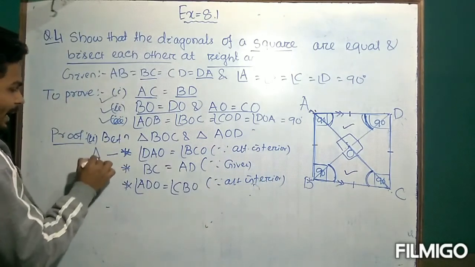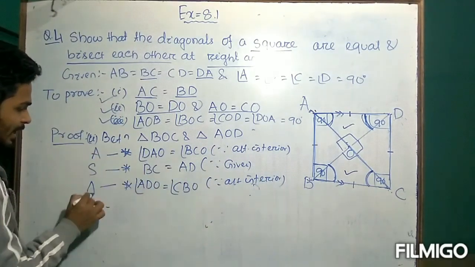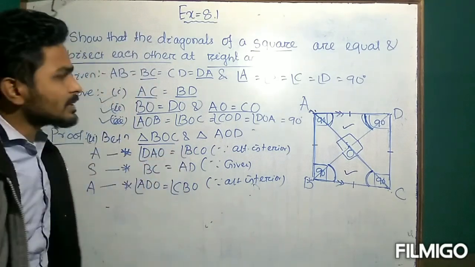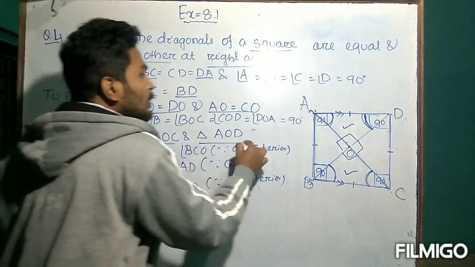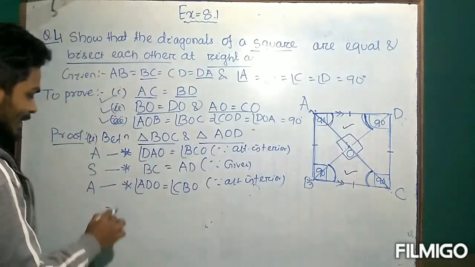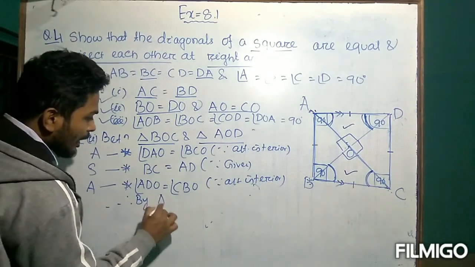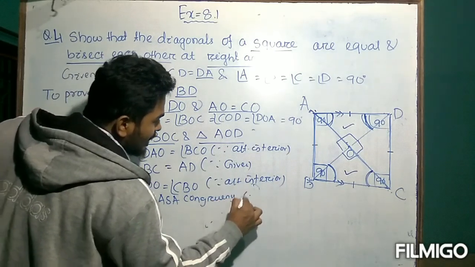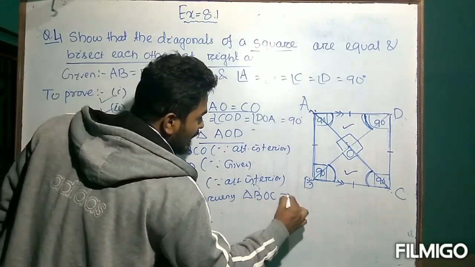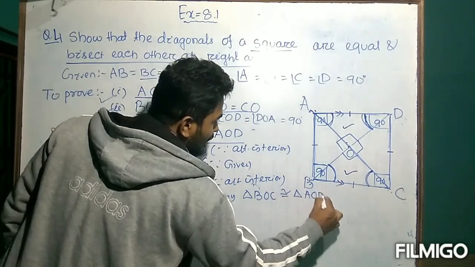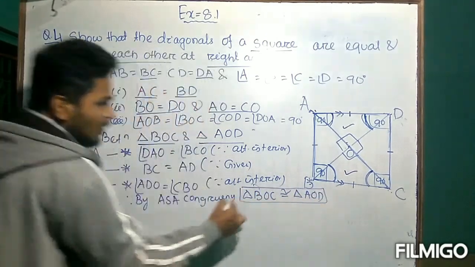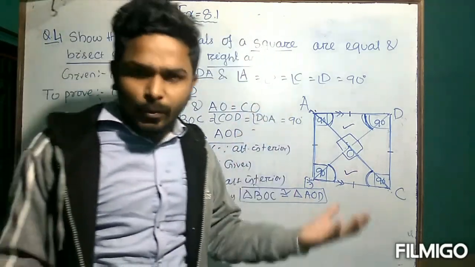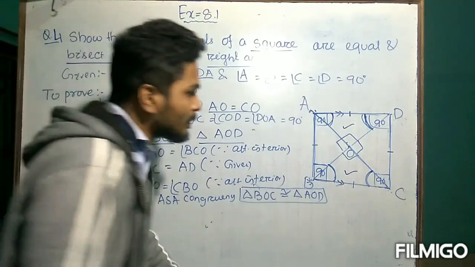Okay, so this is angle, side, angle. By ASA congruency, we can say that triangle BOC is congruent to the triangle AOD. Understood? Now these two small triangles have become congruent. If any two triangles are congruent, then we know that corresponding parts must be equal. So let's talk about those corresponding parts.